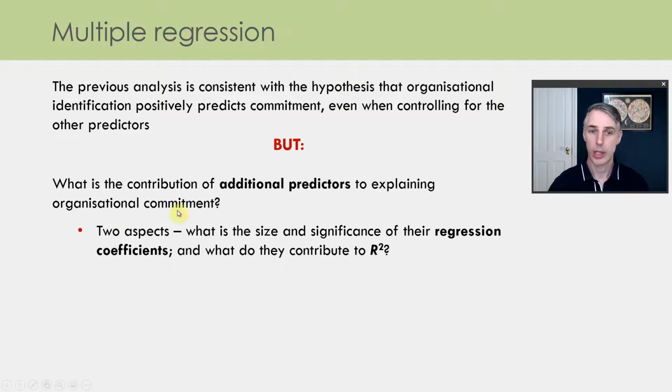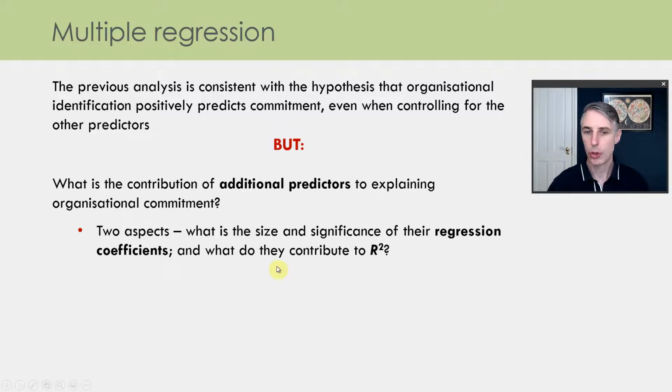So when we're considering a question like this, what's the contribution or the role of an individual predictor or an additional predictor that we add to a model? There are a couple of aspects to this. Firstly, we might consider what the size and significance of the regression coefficient is. Is that coefficient positive or negative, and is it significantly different from zero? Now, we can largely already tell that from the multiple regression analysis we already ran.